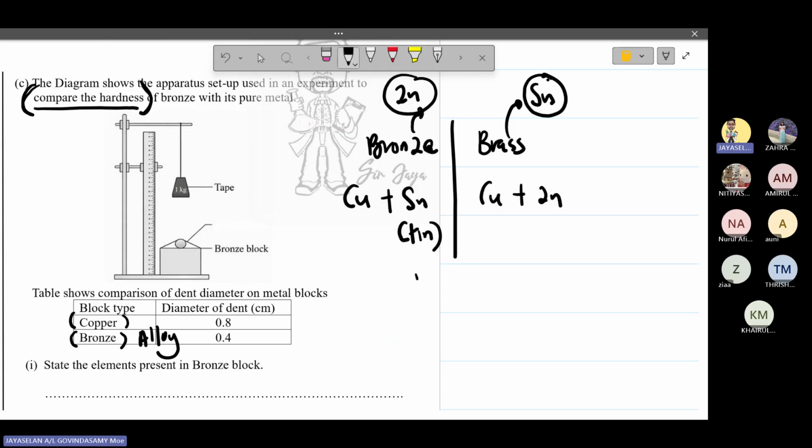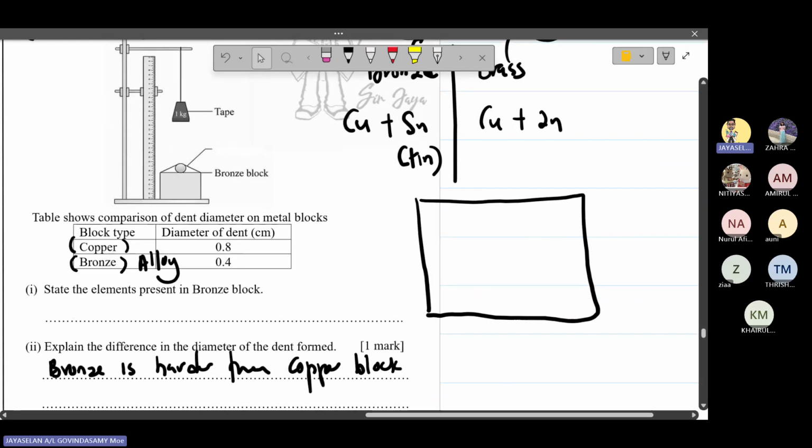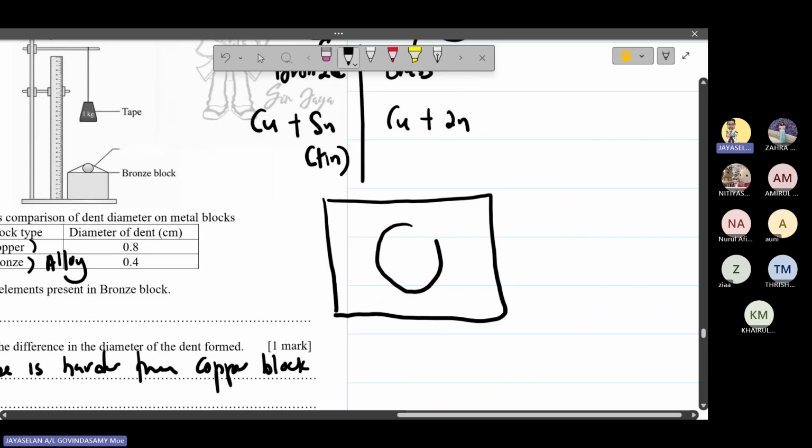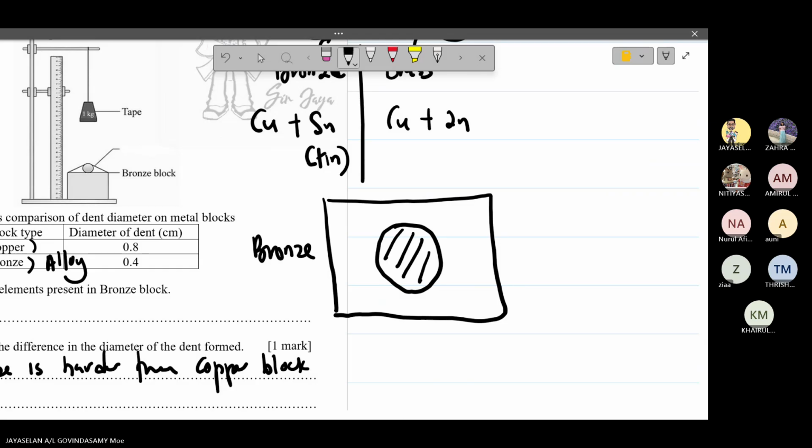Understand? If they ask you to draw, how do you draw? Both are the same drawing. You draw one big circle like this. If let's say I want to draw for bronze, label, this is what? Tin atom.